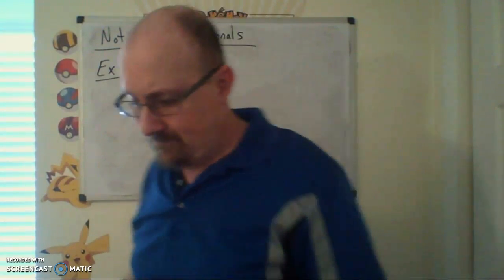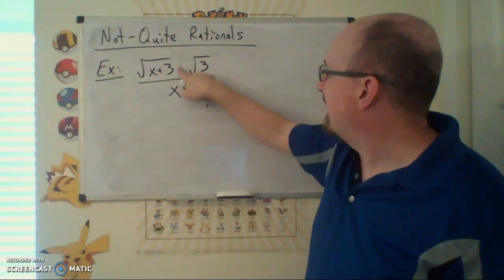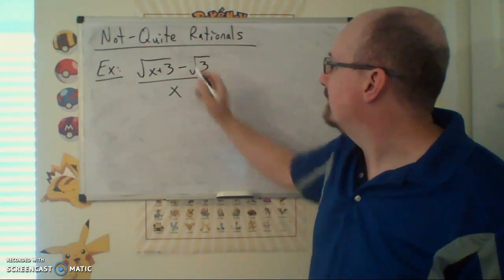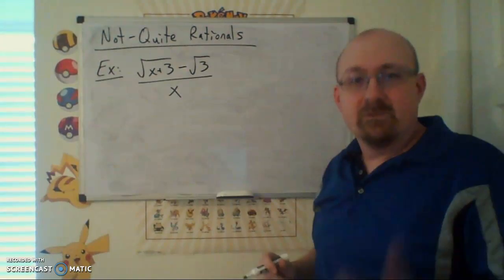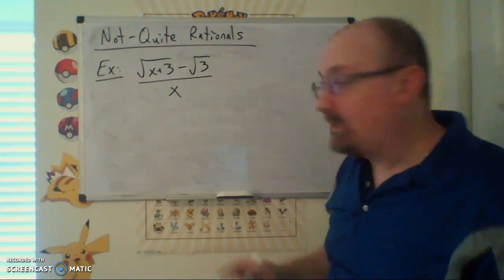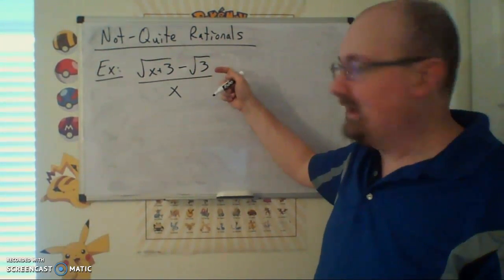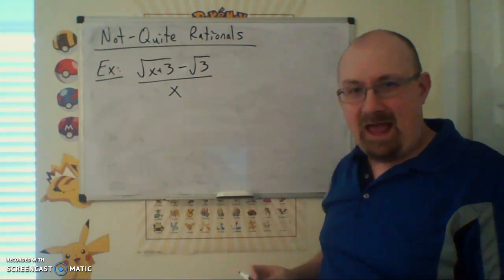guy. All right. So, yeah, up top, that should be a minus. I wrote a plus. That would throw things off. So we have the square root of the quantity x plus 3 minus the square root of 3. The whole thing is over x.